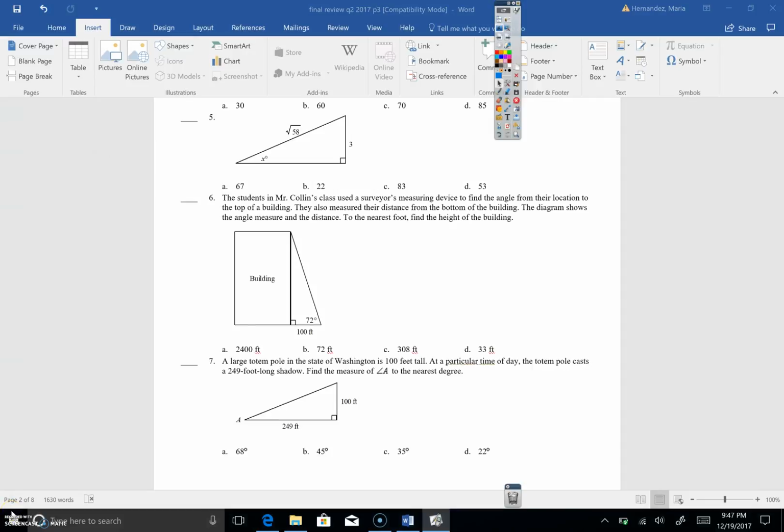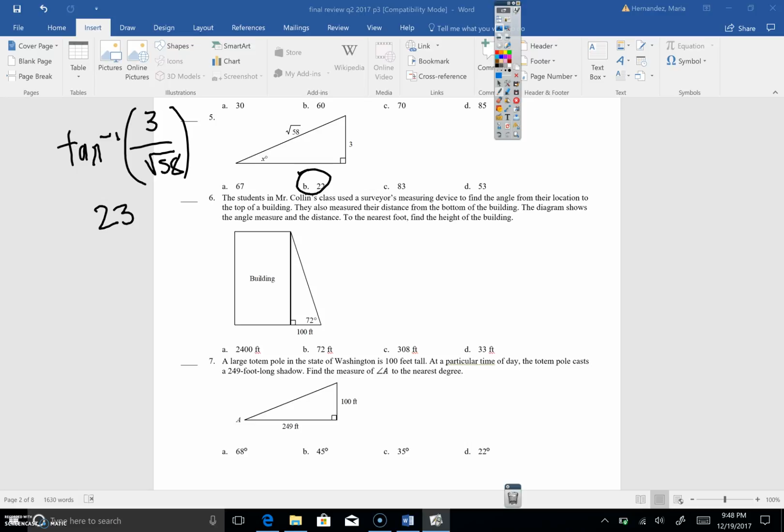So again, let's do this again. Tangent -1 of 3 over square root of 58. I think in our calculator we got 23. They have 22 here. That's going to be our closest answer. I think on our test we're going to be more exact than that though. Okay. Next problem.